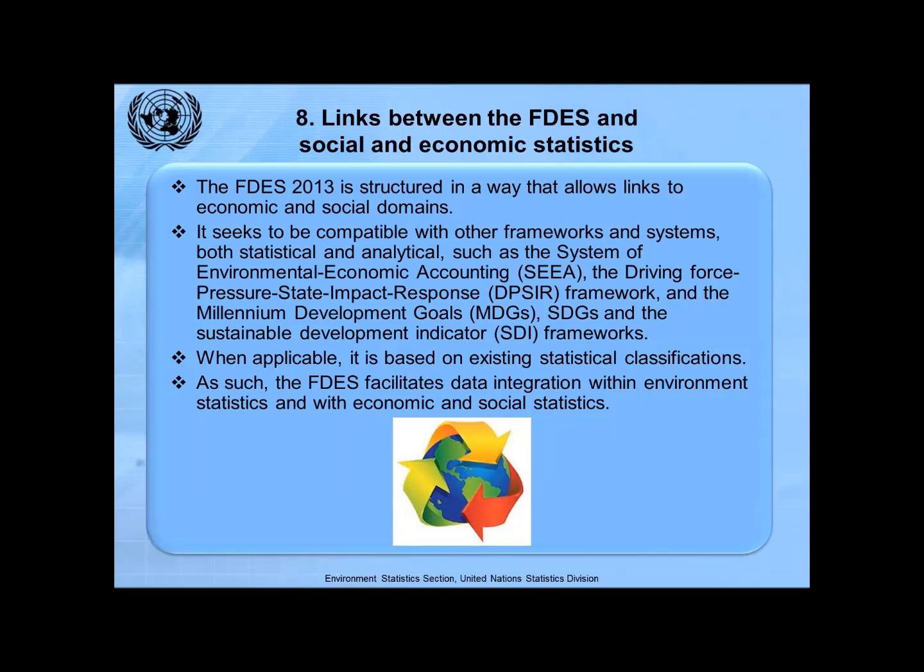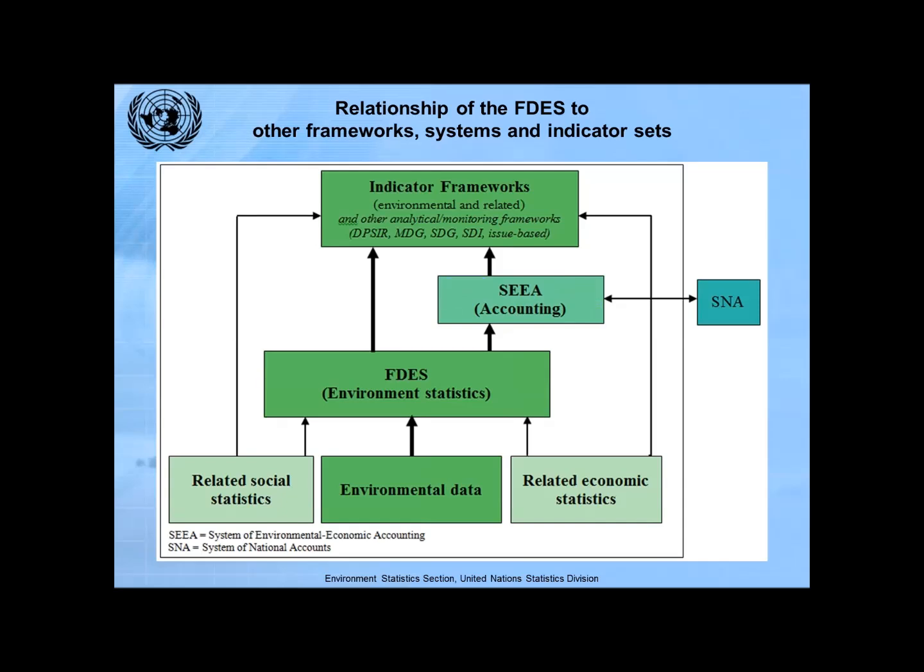This particular slide shows the relationship between the FDS to other framework systems and indicator sets, and you can see how environmental data, related economic and social statistics feed into the FDS, and how the FDS feeds either into the SEEA or directly into indicator frameworks, and then how the SNA, which is a system of national accounts, feeds into the system of environmental economic accounting, which provides the basic economic statistics, and then the FDS can provide the environment statistics.